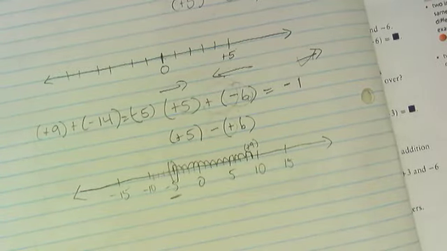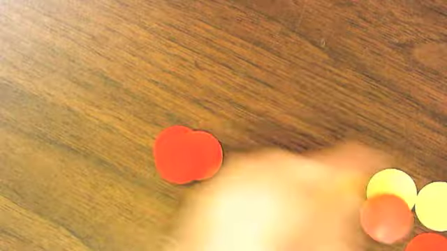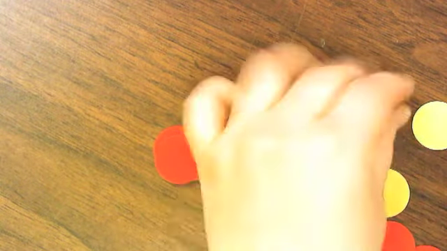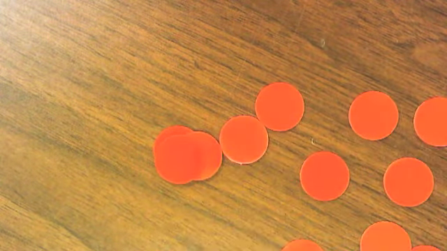This is using a number line. There are other ways to do this. These are called integer chips. The red side is the positive side. The yellow side is the negative side.